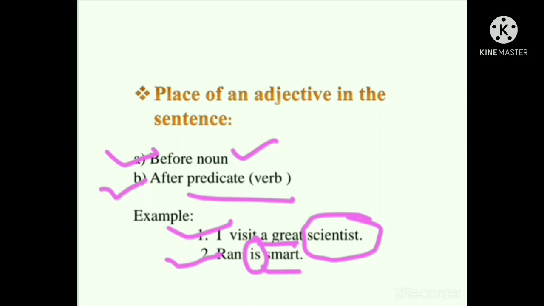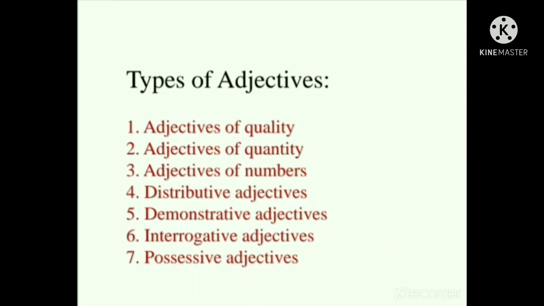Now let's see the types of adjectives. There are 7 types of adjectives. There are 3 more types of adjectives, but here we are going to focus on these 7 important types. First one is adjective of quality, second adjectives of quantity, then adjectives of number, distributive adjectives, demonstrative adjectives, interrogative adjectives, and the last one is possessive adjectives. Okay, these are the 7 types of adjectives. Let's see one by one.